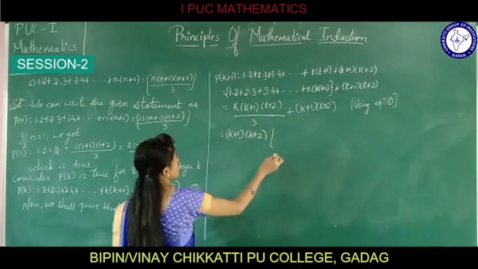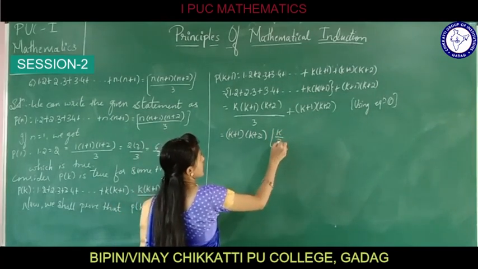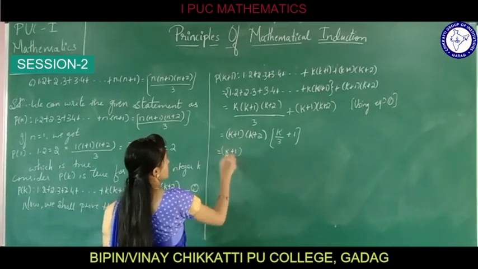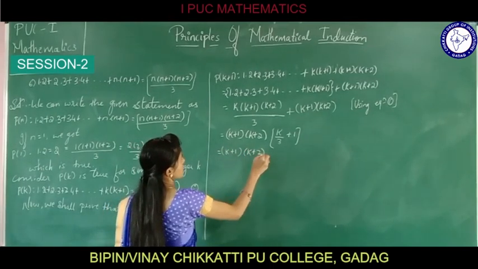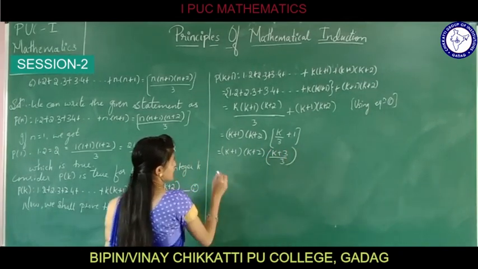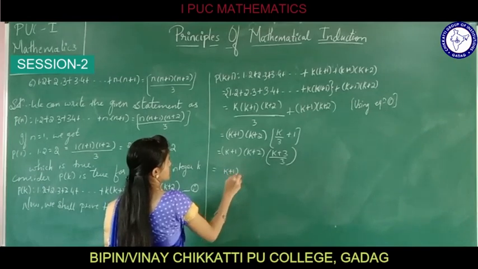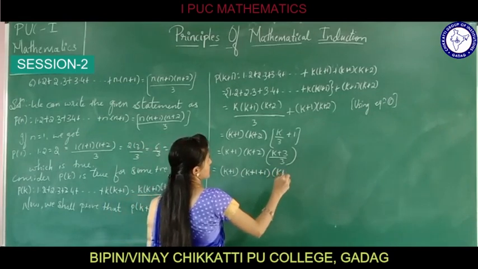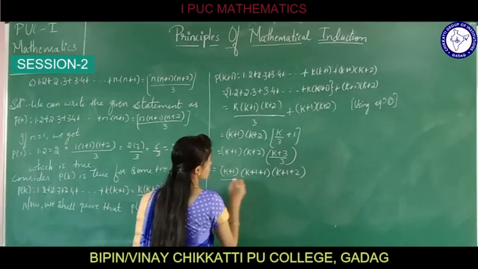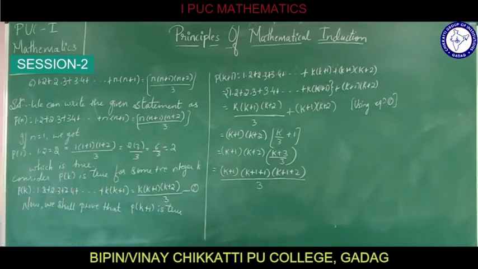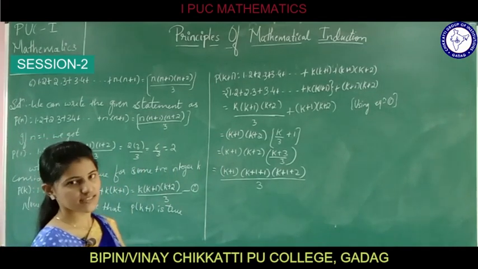On taking common, I am left with k by 3 plus 1. How can you further simplify? k plus 1, k plus 2 into k plus 3 by 3. This can be written as k plus 1, k plus 1 plus 1, k plus 1 plus 2 whole divided by 3.